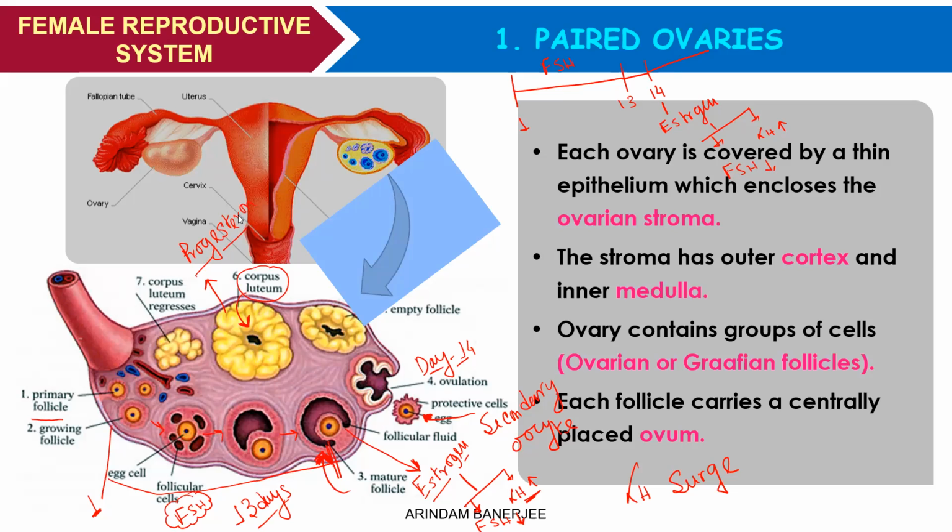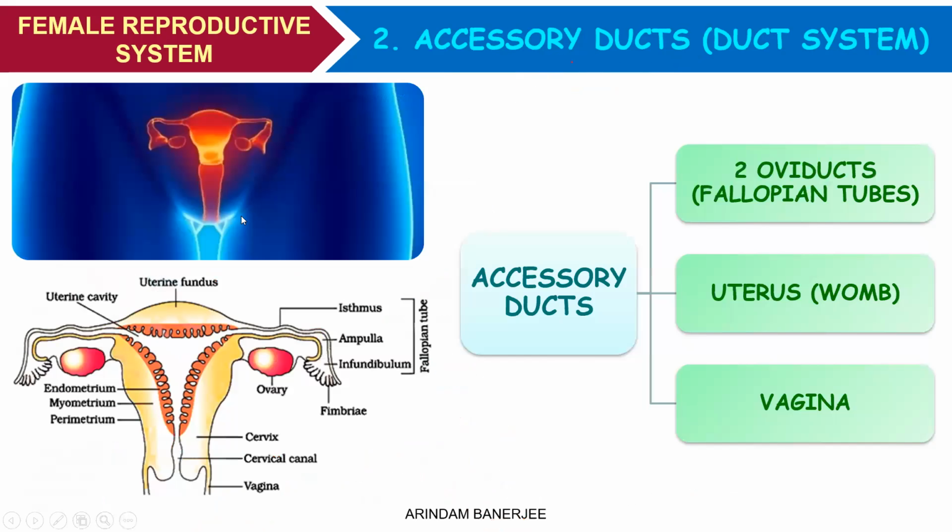So in the accessory ducts, there are 3 types of ducts on your screen. The first one is 2 oviducts or fallopian tubes, then 1 uterus and 1 vagina. So that is the accessory duct.